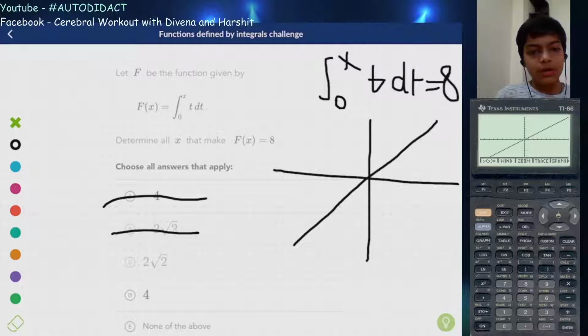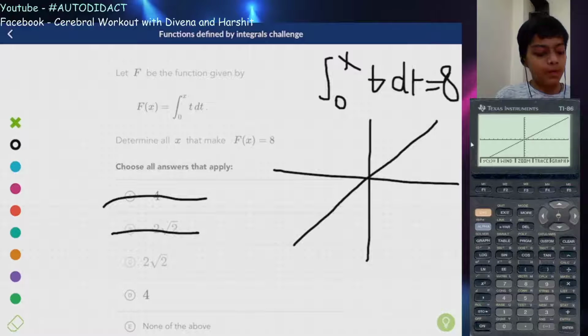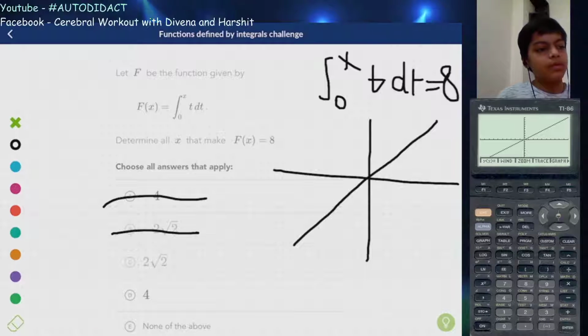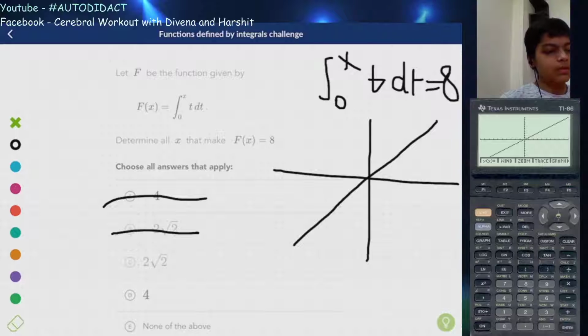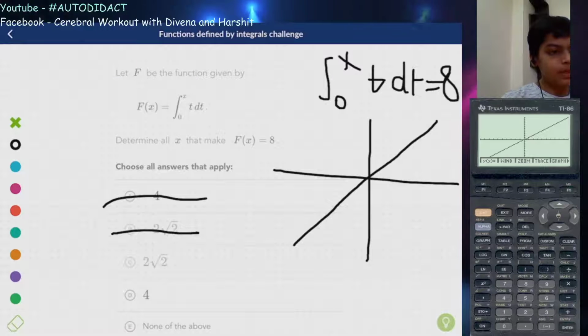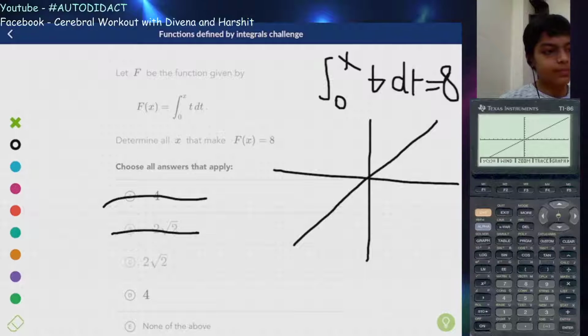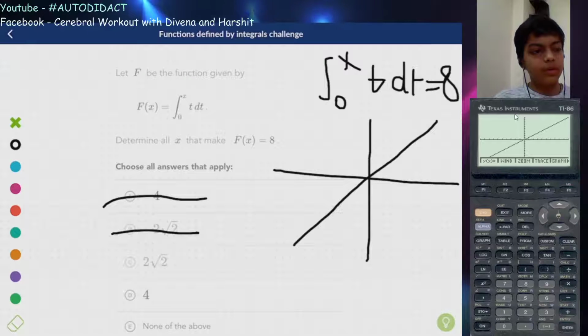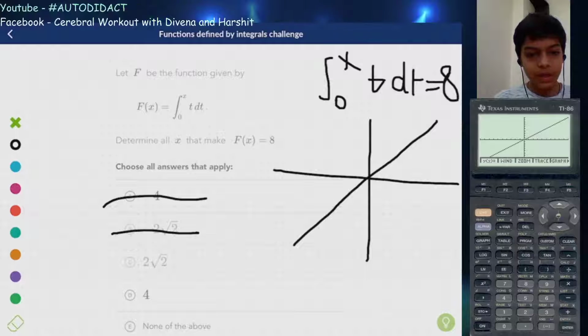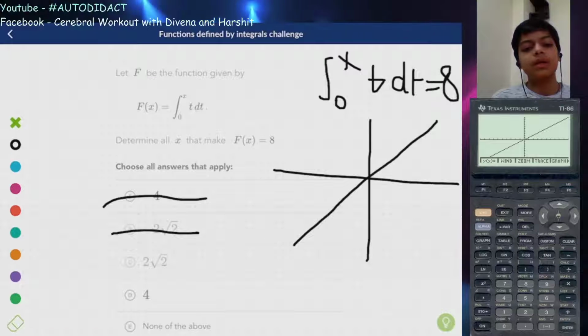So we just want to find out when it is equal to 8. We want to find the integral from 0 to x of t dt, which is like this, and we want to find when the area will be equal to 8.